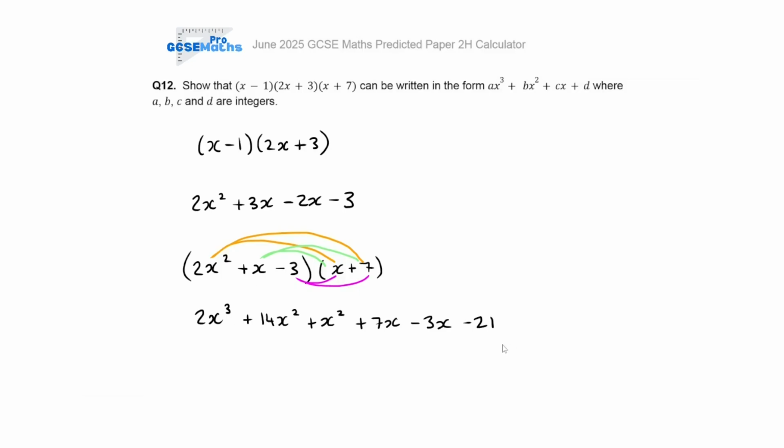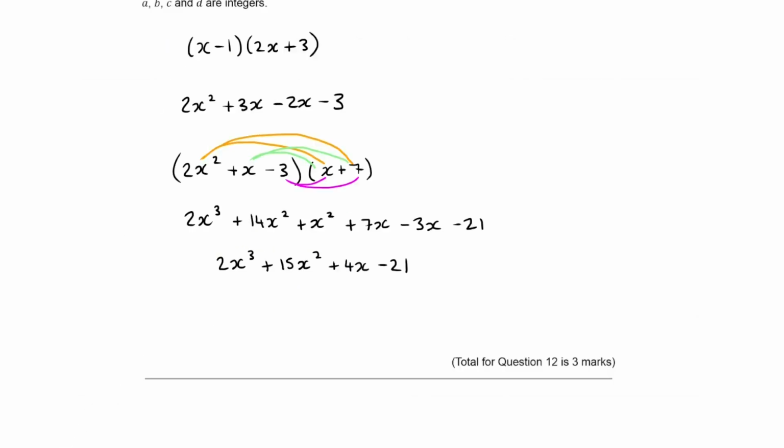So you should end up with 6 terms. Obviously, then we need to simplify it, collect the like terms to get back to just 4, as you can see in the question. The reason why I like to do it in this order is, if you can see, I've now got my like terms next to each other, so it's just a little bit easier, that's all. So I would have 2x cubed still, plus 15x squared, plus 4x minus 21. And there's my answer. That one is for 3 marks.